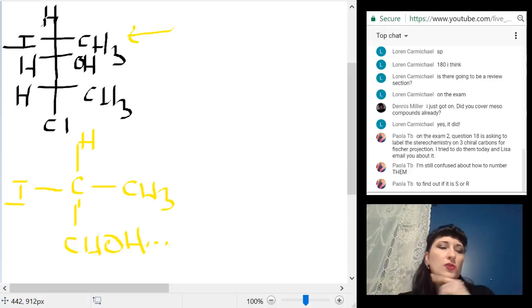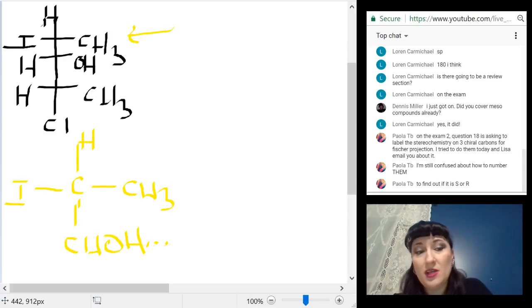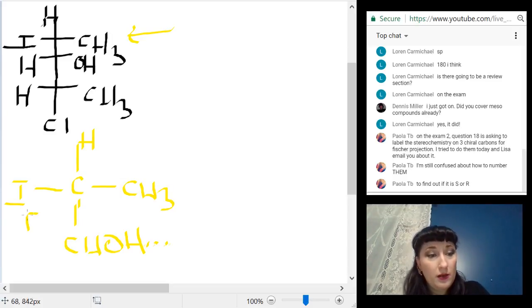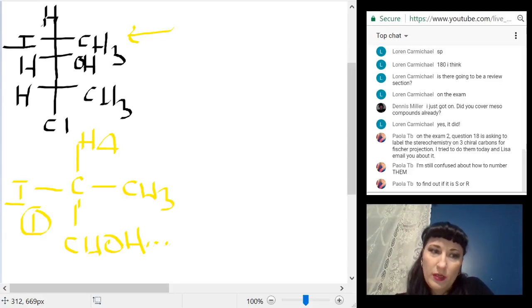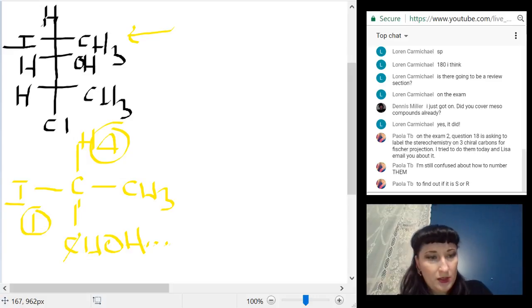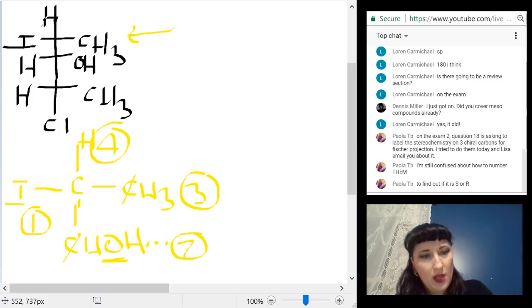Yeah. So you follow this Cahn-Ingold-Prelog rule. The highest priority group is the one with the highest atomic weight, which would be iodine. The hydrogen would obviously be number 4 because it has the lowest atomic weight of anything. And in this case, the carbons basically cancel each other out, so you have to look for the next highest group, which would be an oxygen. So that means this would be number 2, that would be number 3.